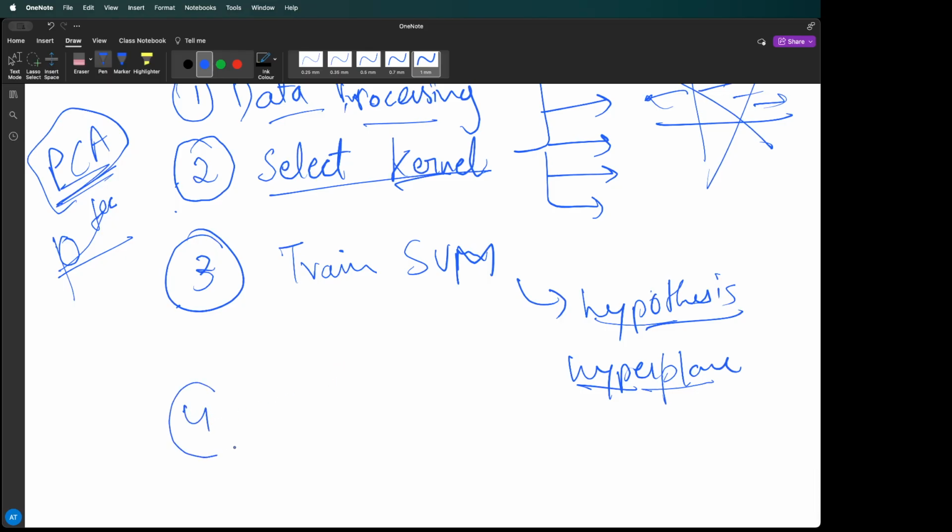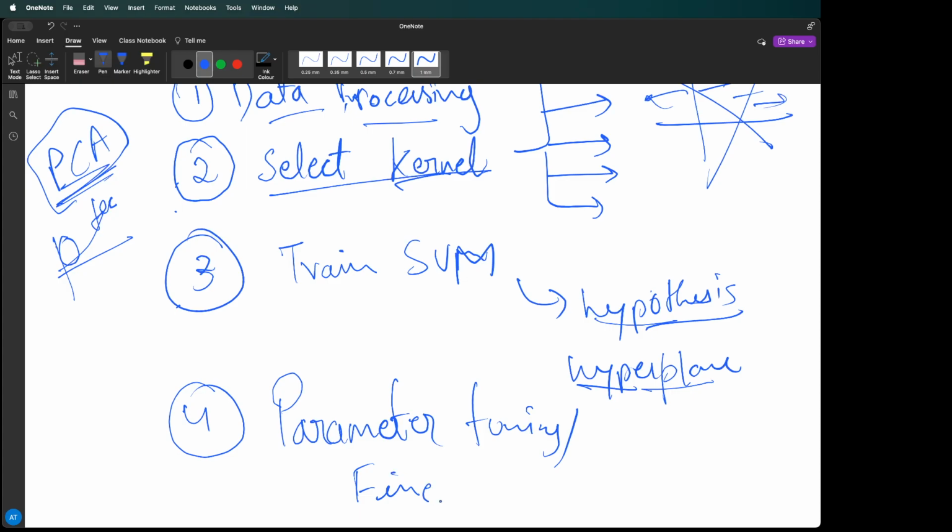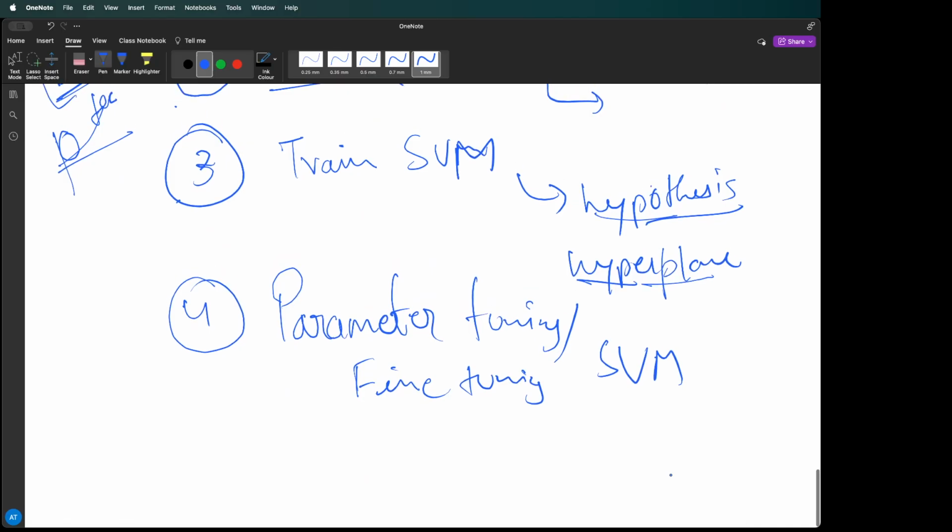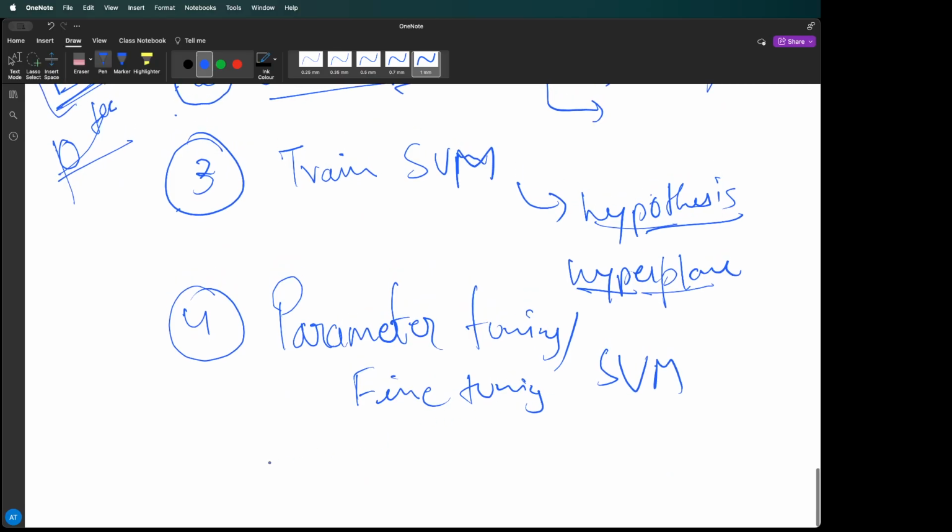Now once your model training is done, then you just have to do some parameter tuning. We call it fine tuning or parameter tuning. Both are the same thing. Fine tuning an SVM model, support vector machine model. In that, what you can understand is regularization. One of the terms which you can change and check for the output is regularization.